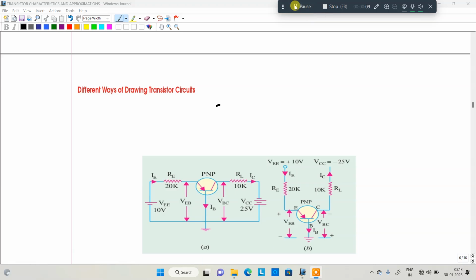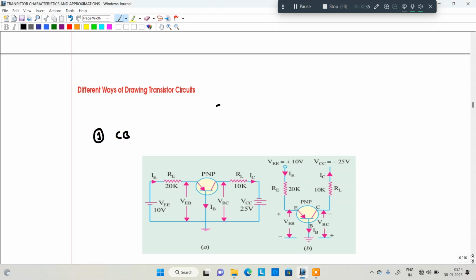Next, we are moving to the second lecture, transistor characteristics and approximations. In this particular topic, we'll look at different ways of drawing transistors. So far we know the common base, common emitter, and common collector characteristics. From that, we'll see how to draw the complete circuit diagram. First, we'll look at common base.